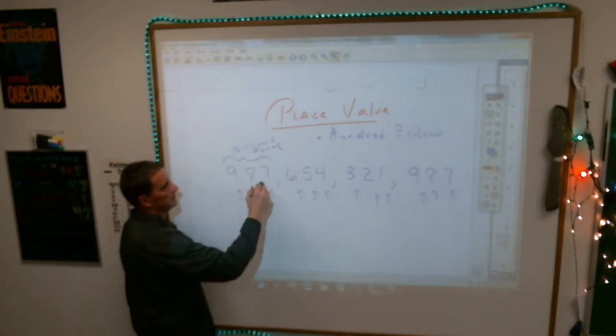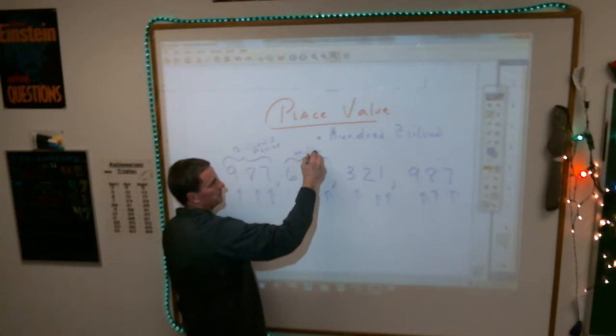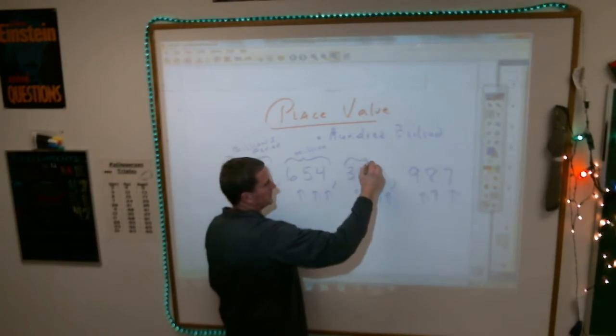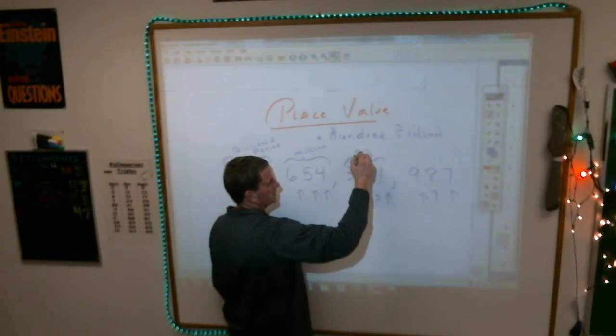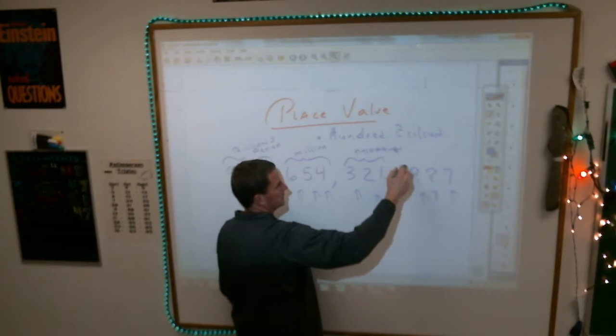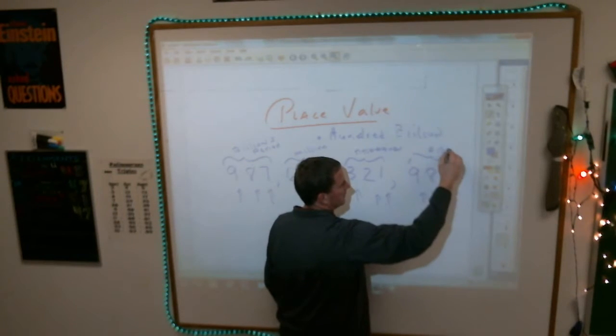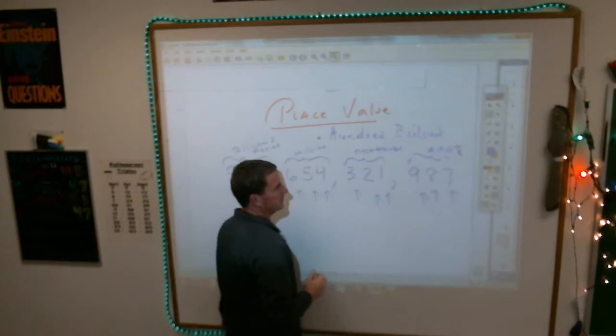Isn't that what it is? This is the millions group. This is the thousands group. You can read that, is that it? And this is just the units. Why am I going all crazy on you there?